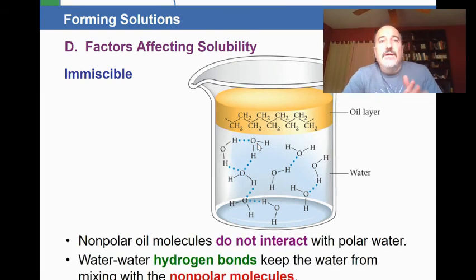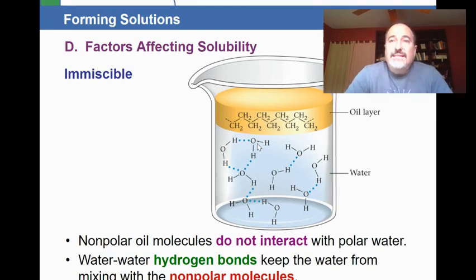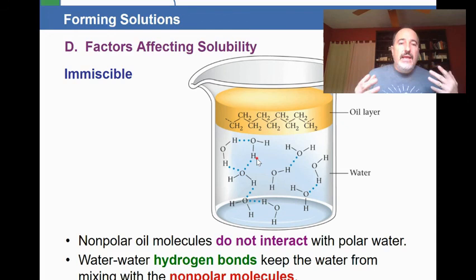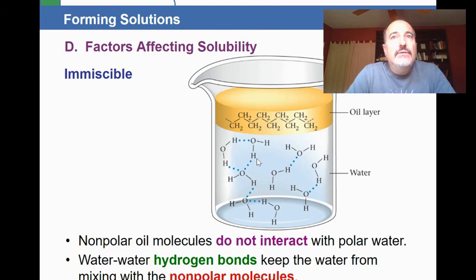All right. So water-water hydrogen bonds keep the water from mixing with the nonpolar molecules. The water is attached to itself and won't even want to go inside there. That's why if you put water on a greasy pan, the water beads up, holding on together, and won't mix with the oil at all. It's repelled by the oil.